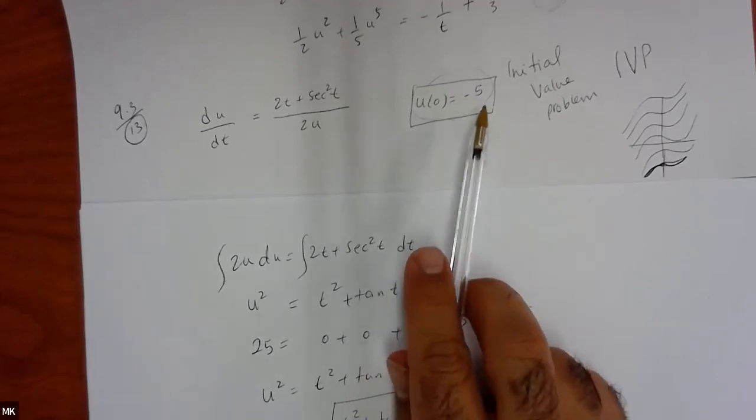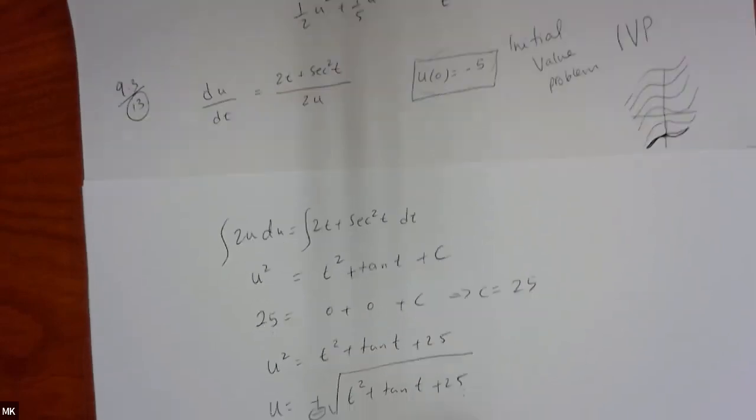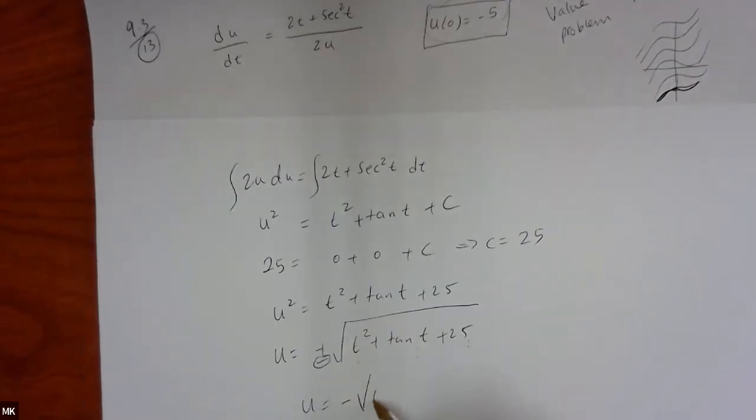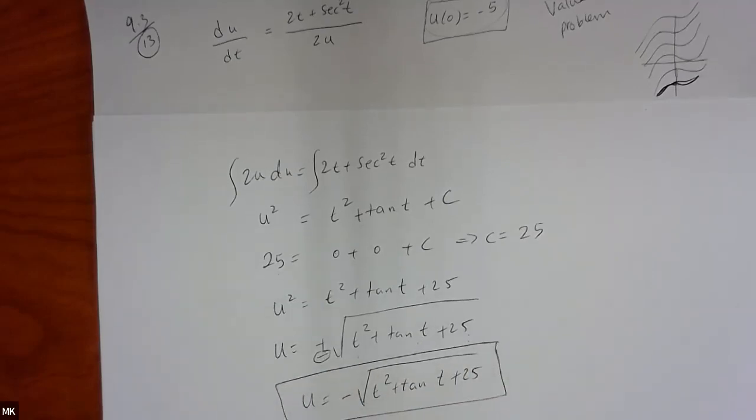Because they say u of 0 is -5, we want to get a -5. If I put in 0, 0, 25, the square root of 25 is 5. And since I want to get a -5, I don't have a plus or minus. I only have the minus version of that. And that's the explicit solution for your differential equation. It's a little technicality, but you need to worry about what your initial condition is, what it leads the constant to be, and how to express the function explicitly.